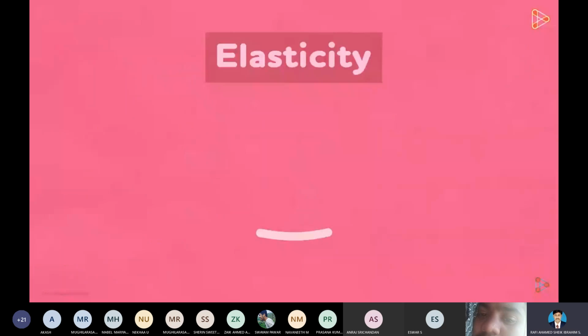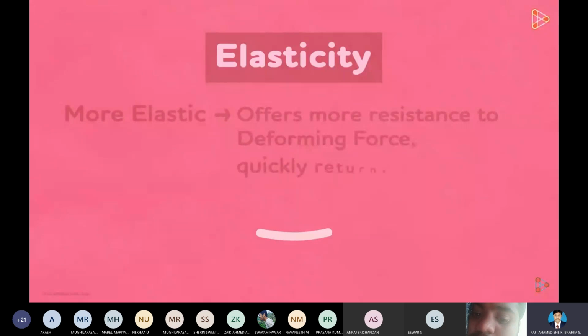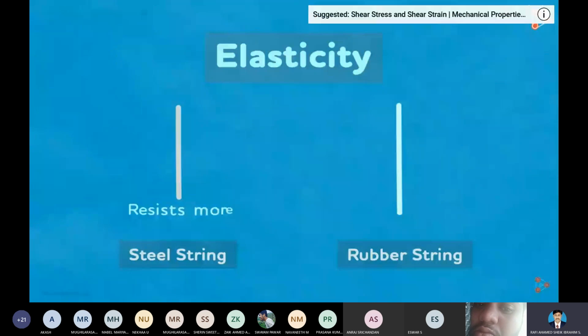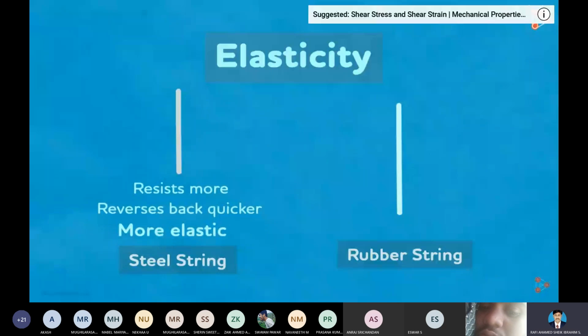In physics, we say a body is more elastic if it resists more to the deforming force and reverses back quicker to its original shape after the force is removed. And since steel resists more and reverses back to its original shape quicker, it's more elastic than rubber.